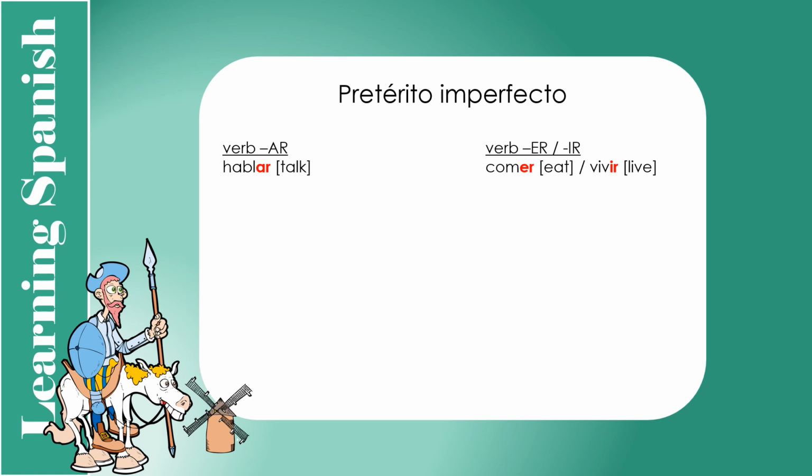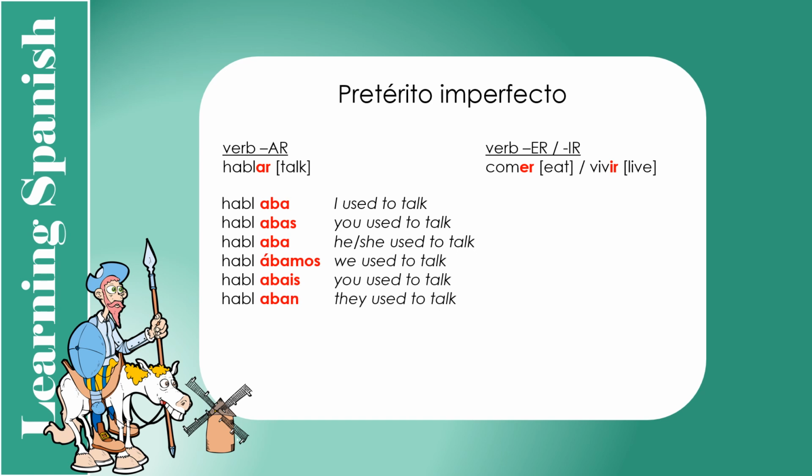So how do we form this past tense? We first distinguish between verbs ending in AR and verbs ending in ER or IR, because both the verbs ending in ER and IR have the same verb endings. Now we take the stem and then we attach the endings of the pretérito imperfecto to it. Now instead of translating hablaba with talked, the used to talk comes closer to the real meaning of this past tense. So hablaba, I used to talk.